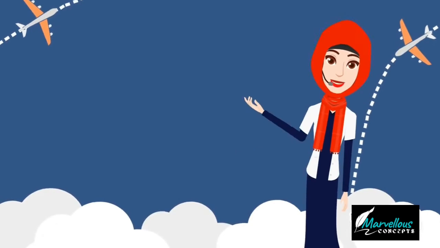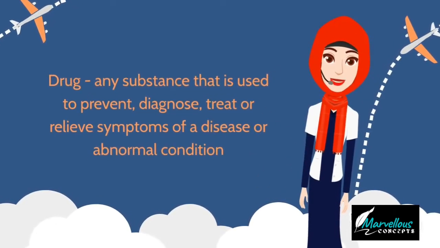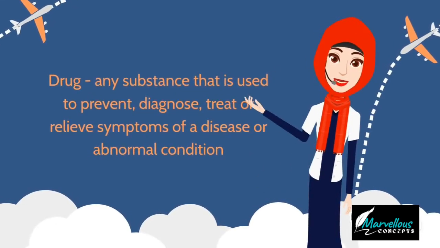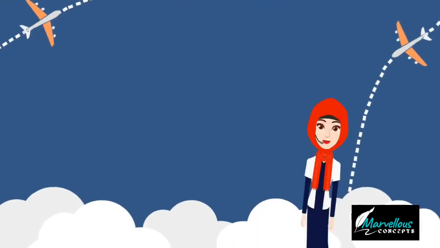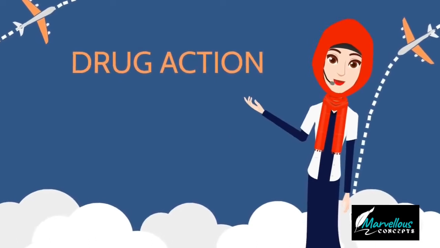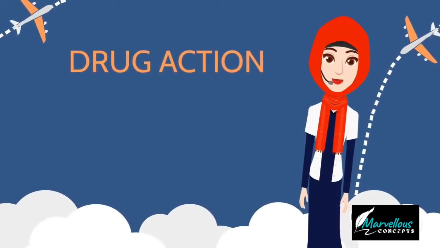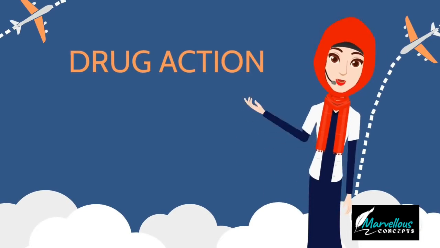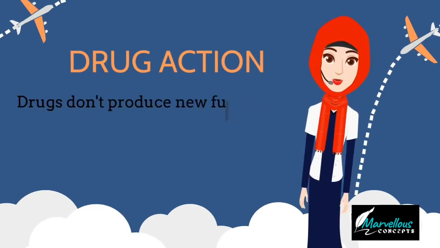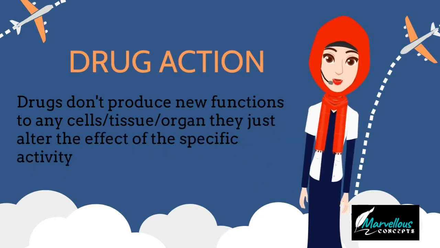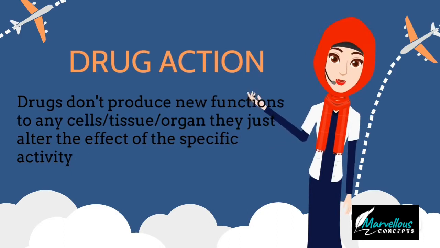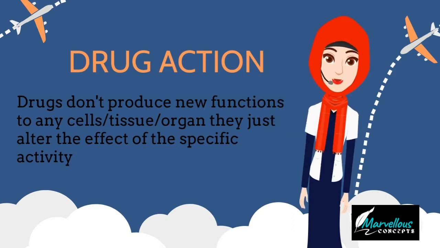As we all know, a drug is any substance that is used to prevent, diagnose, treat or relieve symptoms of a disease or abnormal condition. Whereas drug action is the pharmacodynamic parameter in which the study of drug effects and their action is described. One drug alters or inhibits the action of another drug. Drugs don't produce new functions in any cells, tissues, or organs. They just alter the effect of the specific activity. Altering the effect means either increasing or decreasing the activity of the drug.